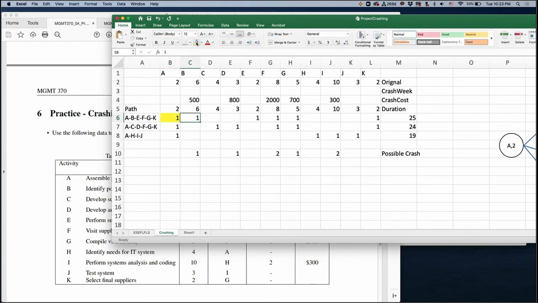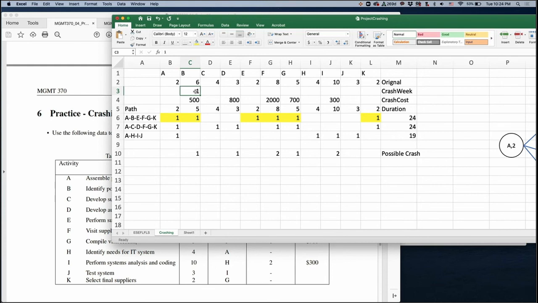crash activity B by 1 week. So you just type 1 here, then what happened? Your final duration for activity B will be changed to 5, right? Then our total duration will be changed to 24, from the original 25. That means if you decrease any critical activity duration, then you can finish early.